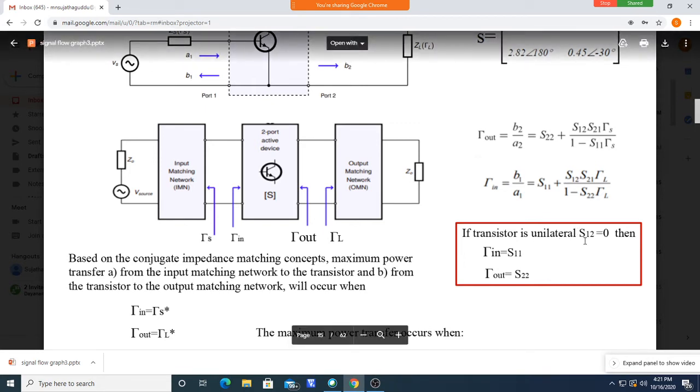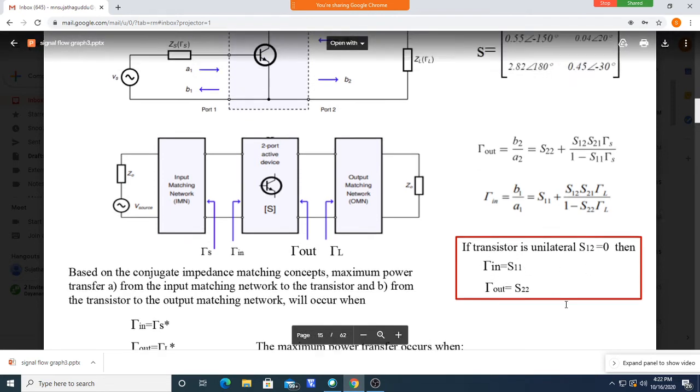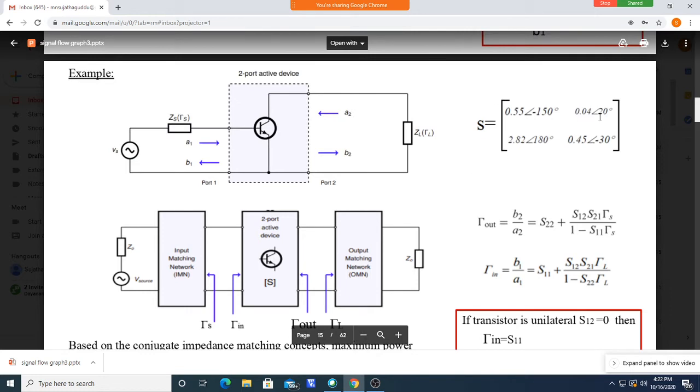If in the problem they provide S12 equal to 0, that is called a unilateral case. Otherwise it is called bilateral, if S12 is not equal to 0. So this tau in is this. Now we can see here, what is S12 here? S12 is not equal to 0. This is S12. This is S21.